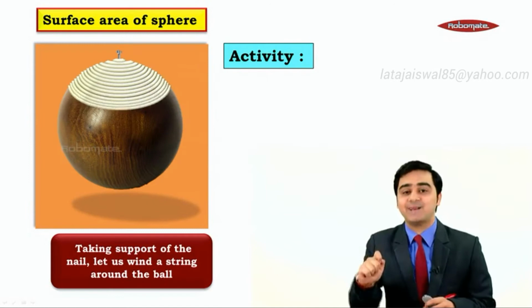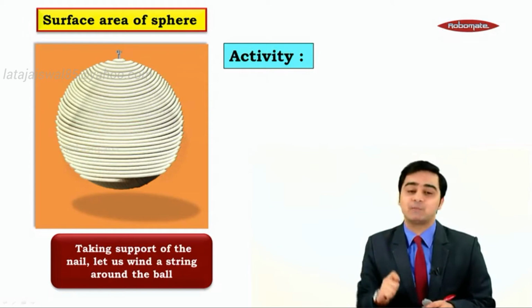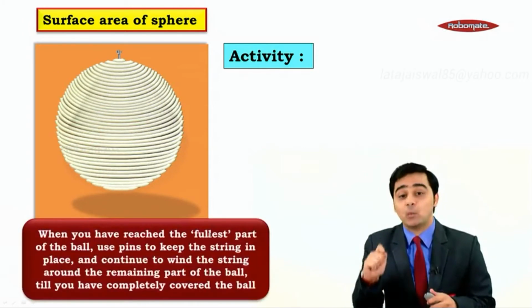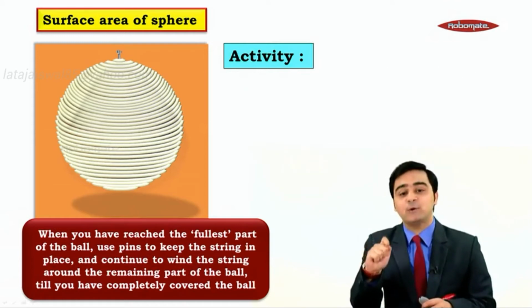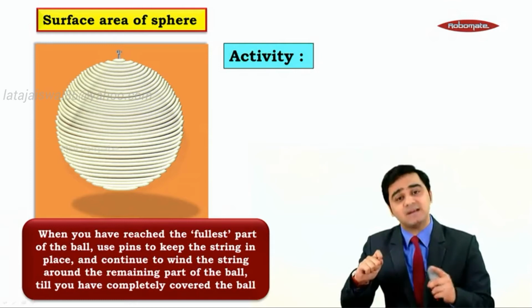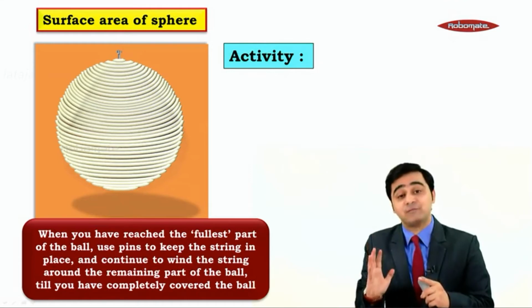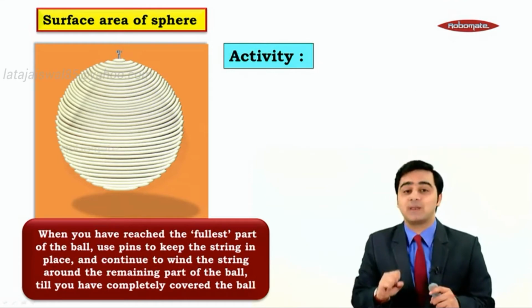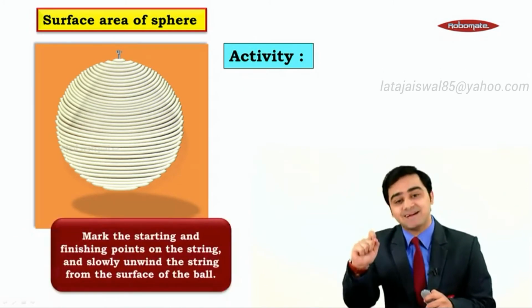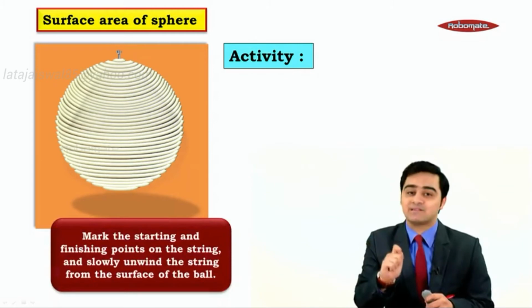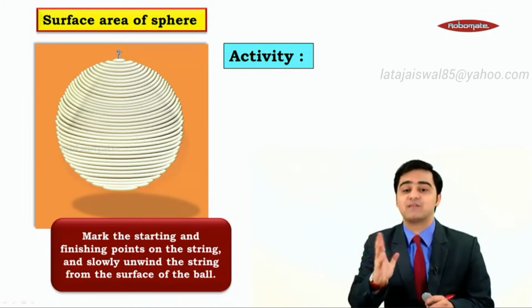Now, taking the support of this nail, let us wind string around this ball. So now observe, we are winding the string around the ball, taking the support of the nail. We have to remember one thing, that when we reach the fullest part of the ball, we have to use pins to keep the string in place and then continue the process of winding the string around the remaining part of the ball until it completely covers the ball. Now we are supposed to mark the starting and the finishing points on the string, and slowly unwind the string from the surface of the ball.